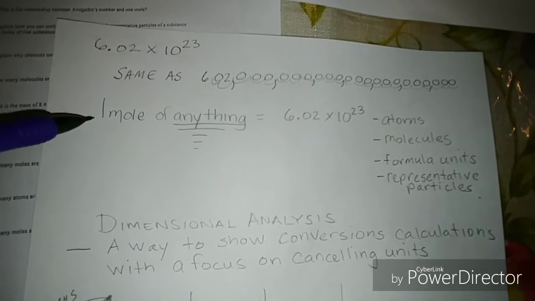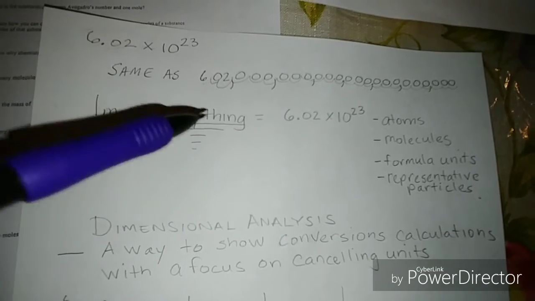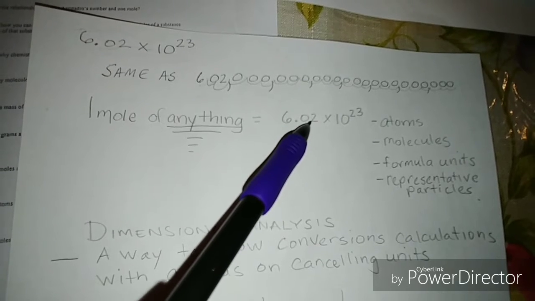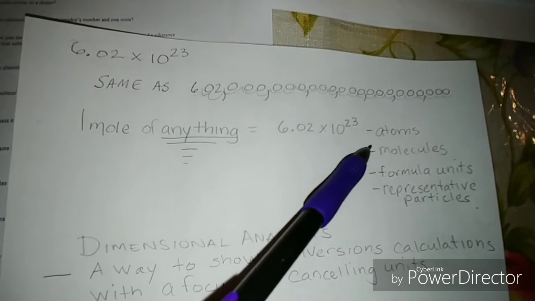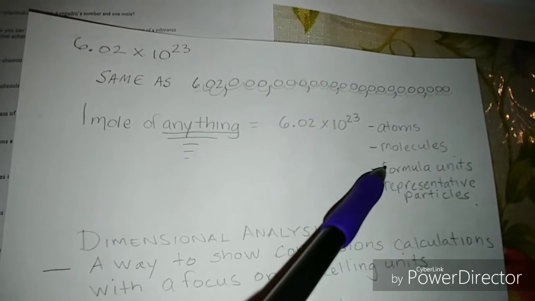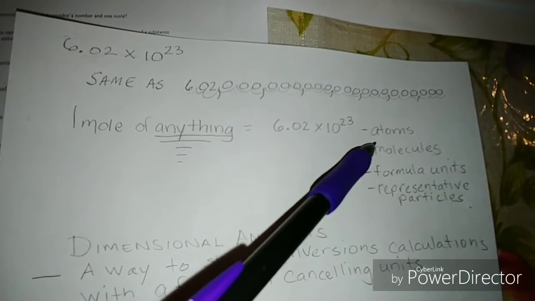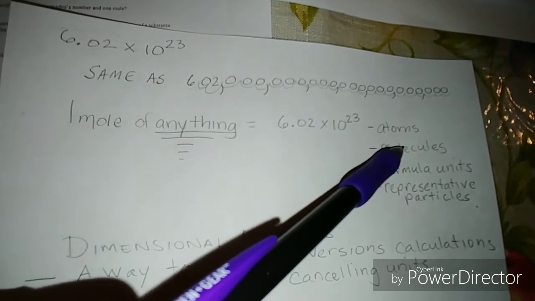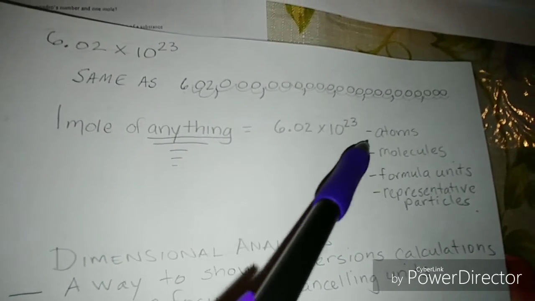So 1 mole of anything, and I do mean 1 mole of anything, any element, it doesn't matter what it is, is equal to that number, 6.02 times 10 to the 23rd. That mole could be atoms, molecules, formula units, or representative particles. We use these depending on what we're working with. If it's just an element on the periodic table, then 1 mole of that substance is equal to that number of atoms.